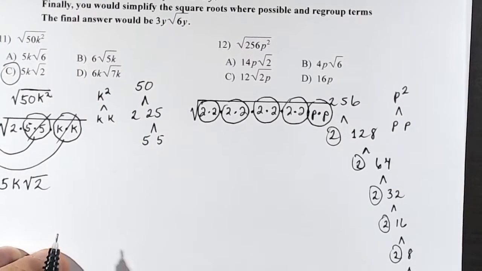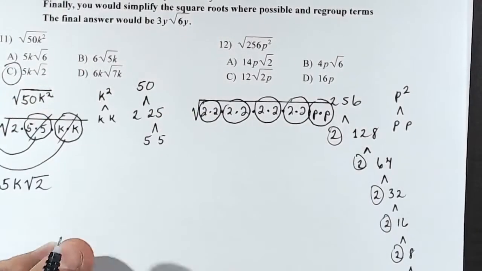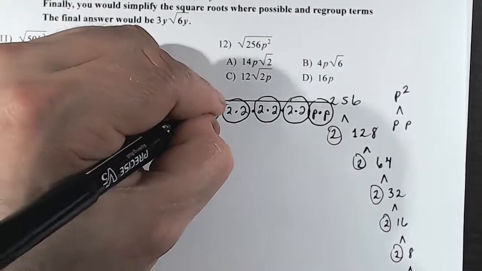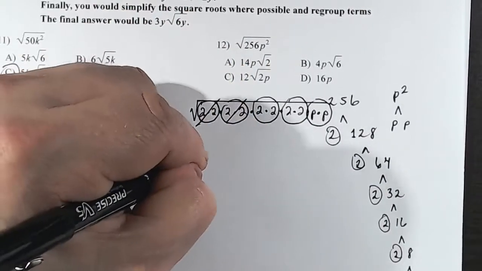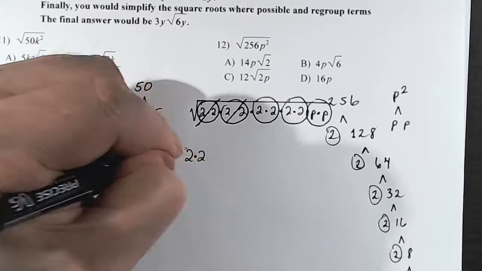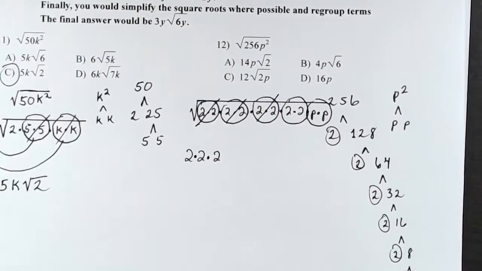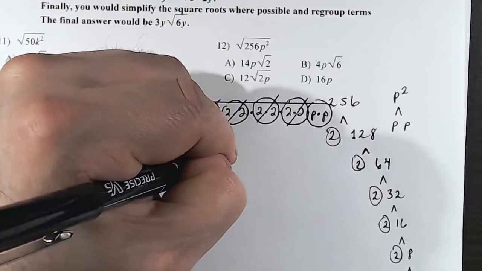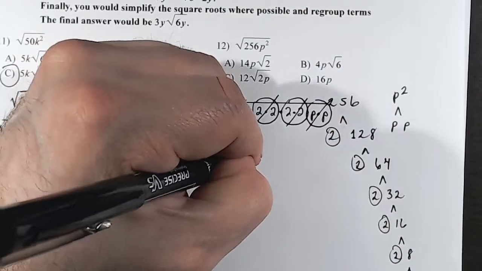Watch this now. Each one of these gets to come out. Everything I've circled gets to come out. So I cancel that and put a 2. Cancel that and put a 2. These are separated by multiplication. Cancel that and put a 2. Cancel that and put a 2. And cancel that and put a p.